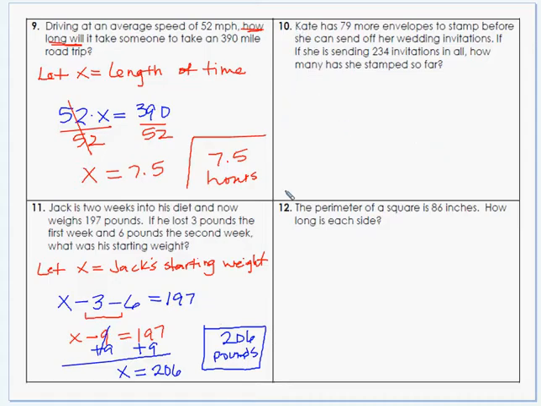Now again, just so that you have some numbers here for your answers on 10 and 12. On number 10, we would get that there is 155 envelopes. And on number 12, we get 21.5 inches. So again, you can work through these problems and see if you can get these answers. If you can't, then this would be a perfect time to ask for some help.